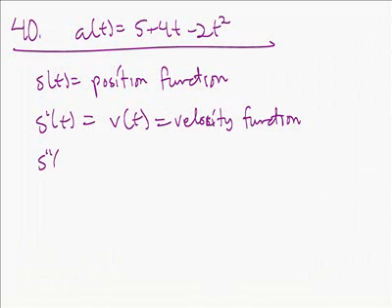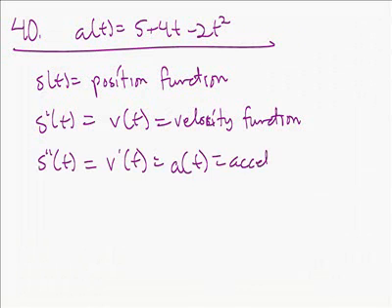Now if we take the second derivative of our position function, s double prime, that is to say the first derivative of our velocity function, v prime, that is the acceleration a of t. Acceleration, and that makes sense because what does acceleration tell you? It tells you how fast your velocity is changing. So the derivative of the velocity is the acceleration.